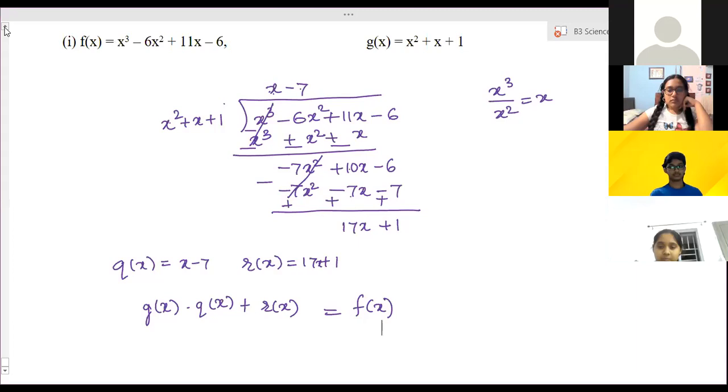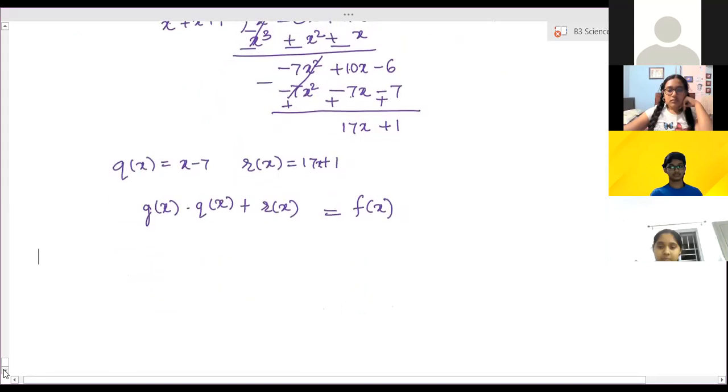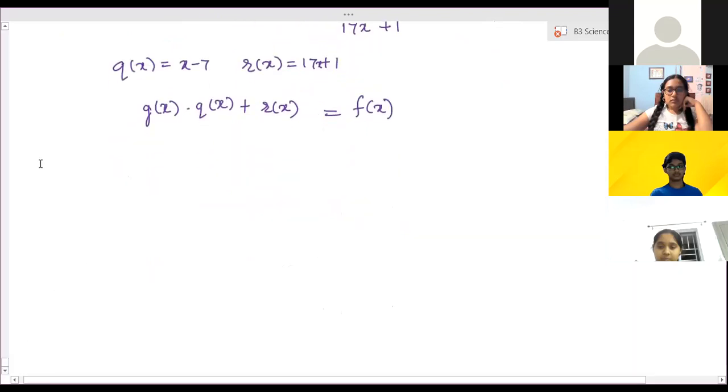Done? Yes. Now by using this division algorithm, we have to find the zeros of the given polynomial. It is a cubic polynomial or a biquadratic polynomial. Biquadratic polynomial means a polynomial with degree 4. So by using the division algorithm, we have to find the zeros. So how to find that? So, question 63.